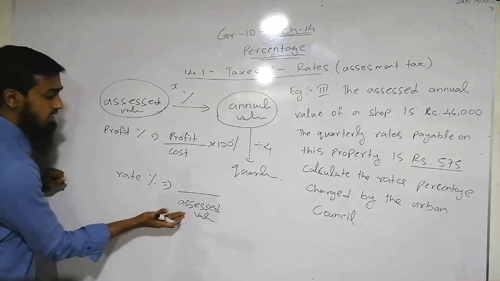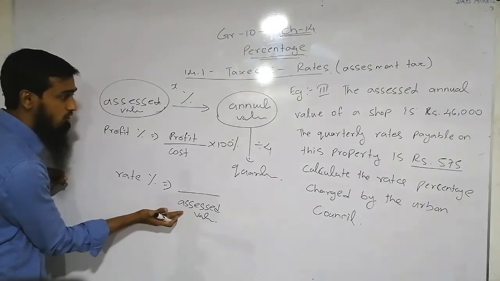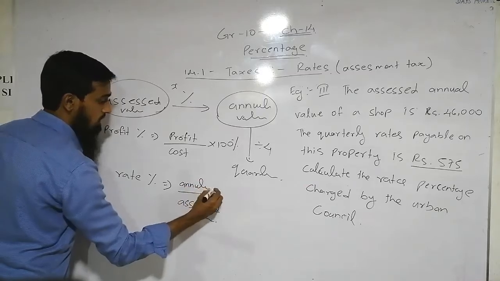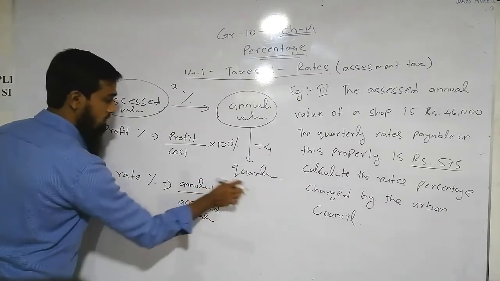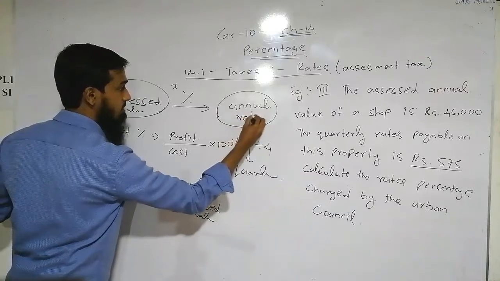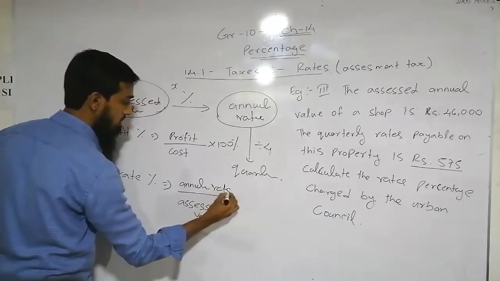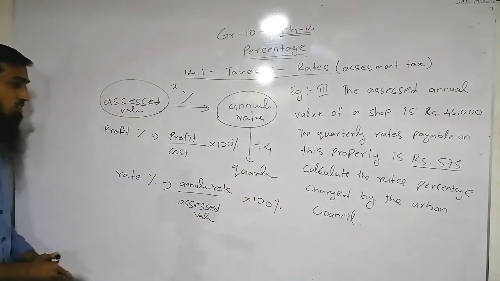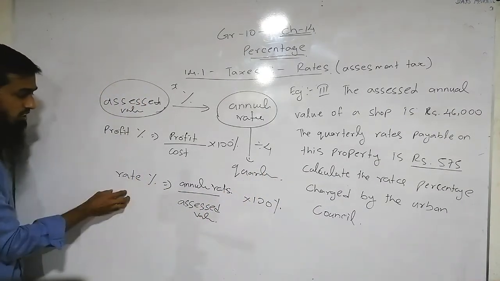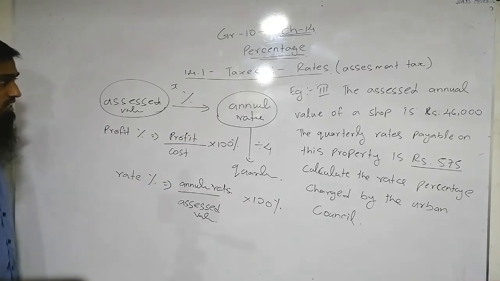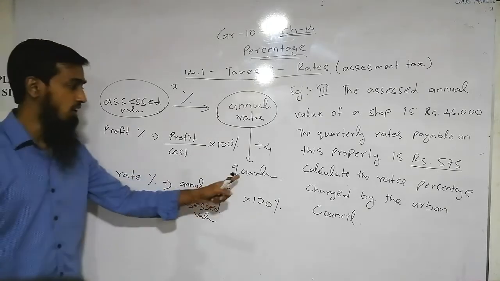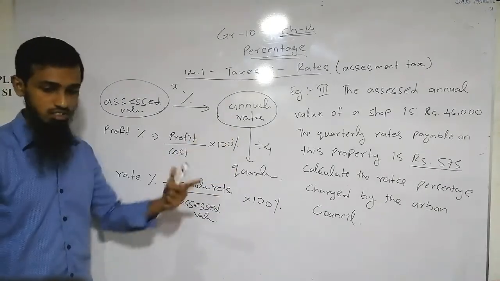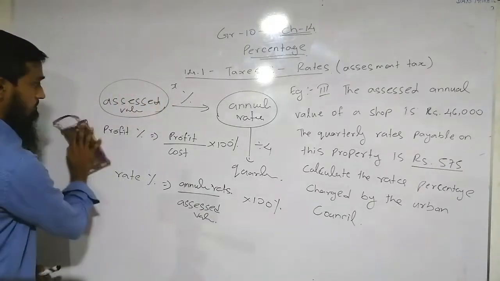So what is the rate for the assessed value? You should find the annual rates, not annual value, annual rates. Annual rates on the numerator, and multiply with 100. So using this same proportion, we can find the rate percentage. So the first thing we have to find from the quarterly rates is the annual rates. So we'll go to the answer.